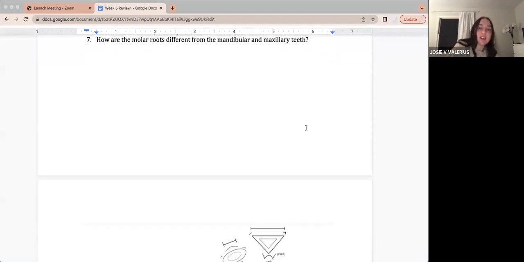Okay, number 7, how are the molar roots different from the mandibular maxillary teeth? So we already kind of covered this, but what I wanted to hit home with this is the fact that on your mandibular teeth, you have 1 distal and 1 mesial root. And then on the maxillary molars, you have 3 roots. One is mesiobuccal, one is distobuccal, and one is lingual. So it's like the tripod shape.